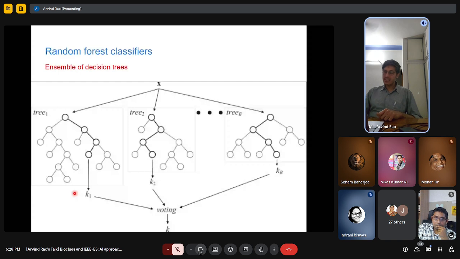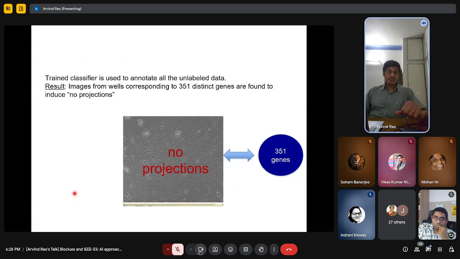So what you end up getting is this aspect that you have all this data that you want to be able to munch through, and you can find hits, right? You can find hits, that is, which genes, when knocked down, change the phenotype from the mesenchymal to the epithelial, and you get 351 genes.